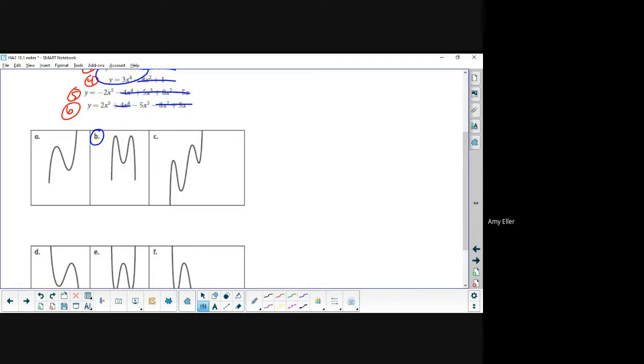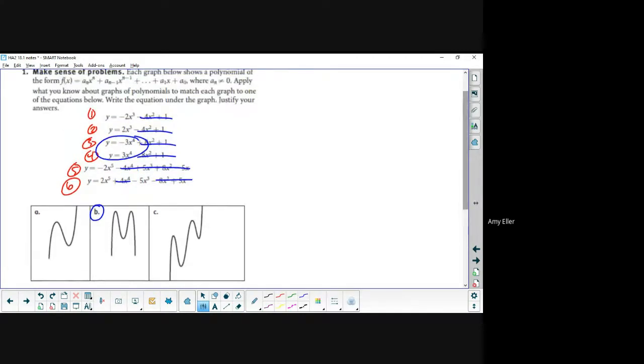Now, we have some odd ones. So if I have this graph, that could be an x cubed function, or there is a way that it could be an x to the 5th function. However, this could not be, I'll do that again. This could not be an x cubed function.